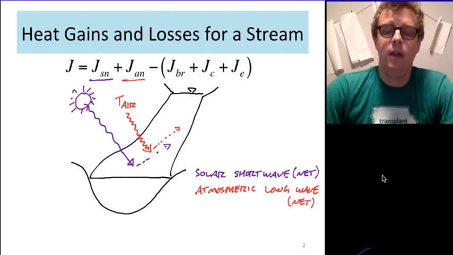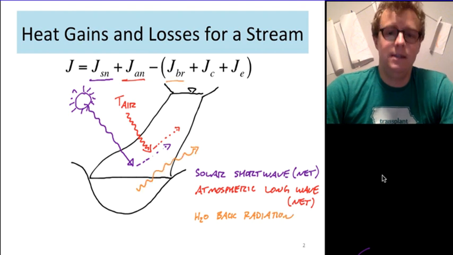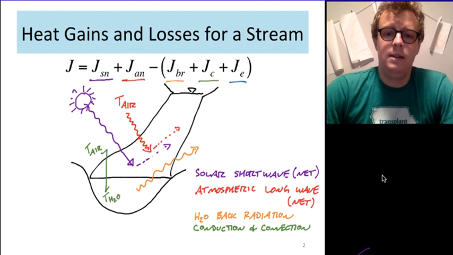Then we'll take a look at what happens in terms of the stream. And so if the atmosphere has heat and radiates it down, so too does the water in the stream have heat and radiate that back into the atmosphere. And so we've got that sort of long wave radiation back toward the atmosphere. That JC term, we've got conduction and convection. So basically diffusion and advection processes for heat that are causing a net exchange between the air and the water.